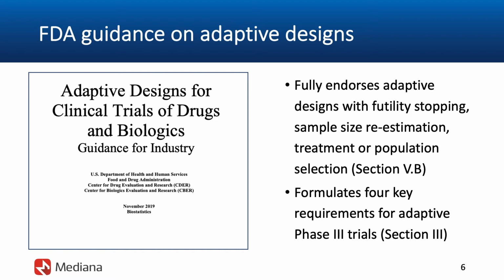I referred to this guidance document in part 1, and at that time I emphasized that this regulatory guidance document fully endorses adaptive trial designs that enable various data-driven decision rules, for example, futility stopping, sample size re-estimation, treatment and population selection. We just talked about those most popular types of adaptive decision rules a minute ago. And this guidance document also formulates 4 key requirements for adaptive confirmatory trials.